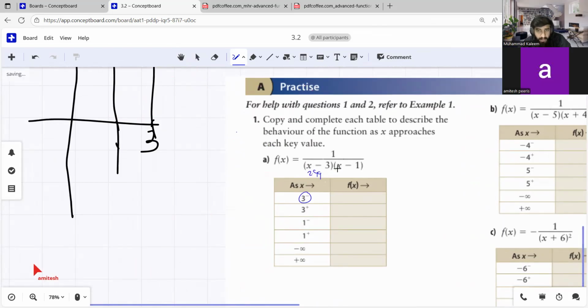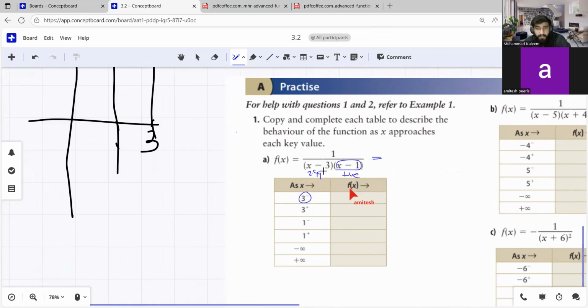2.99 minus 3 will definitely give us 0.1, a positive value, right? And this one is negative. This one is negative. So if this is negative, 0.1 times 1.9 is negative 1.9. It will be negative infinity, right?